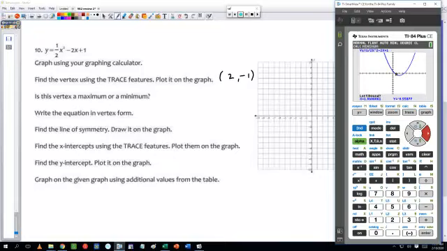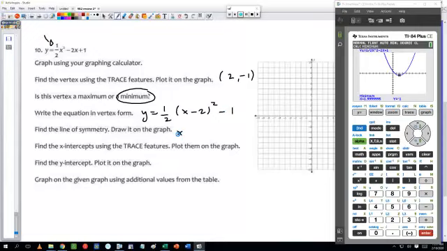Cursor a little bit closer. This time a bit past. It is a minimum this time. We do have an a value, so be careful. Y is equal to that a value, x minus 2 squared minus 1.